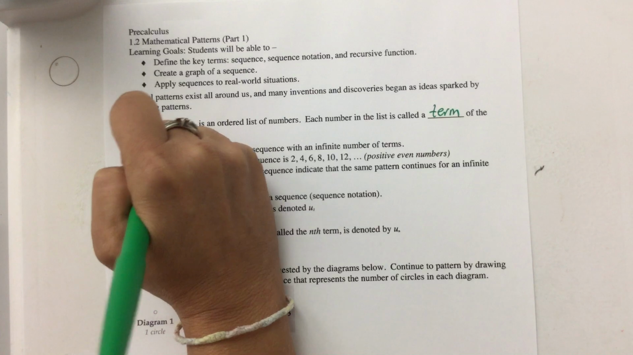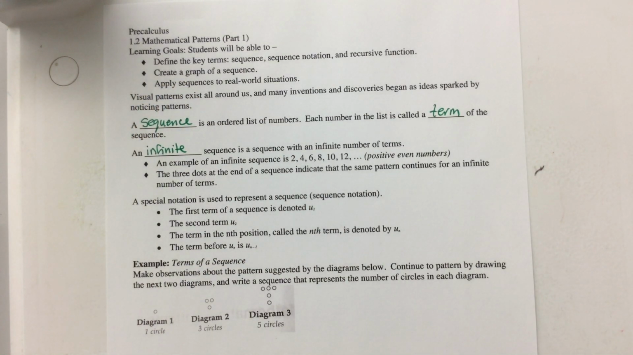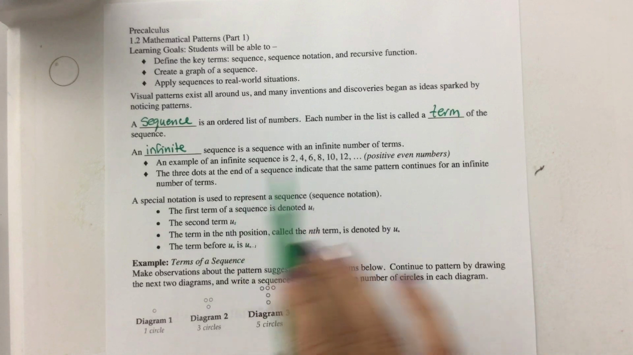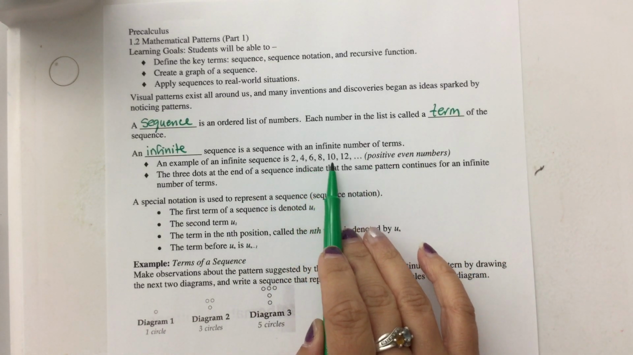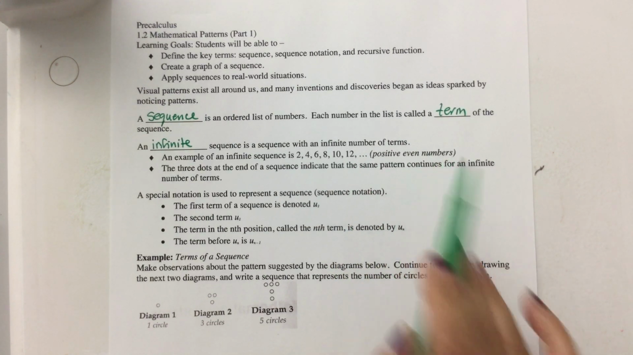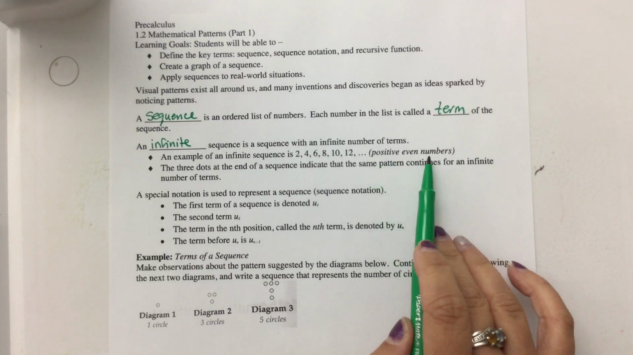An infinite sequence is a sequence with an infinite number of terms. What that means is it does not have a stopping point. It continues forever and ever. An example of an infinite sequence is positive even numbers. You can go 2, 4, 6, 8, 10, 12, 14, 16, 18, and you can keep going and going. There is not a stopping point to the number of positive even numbers.